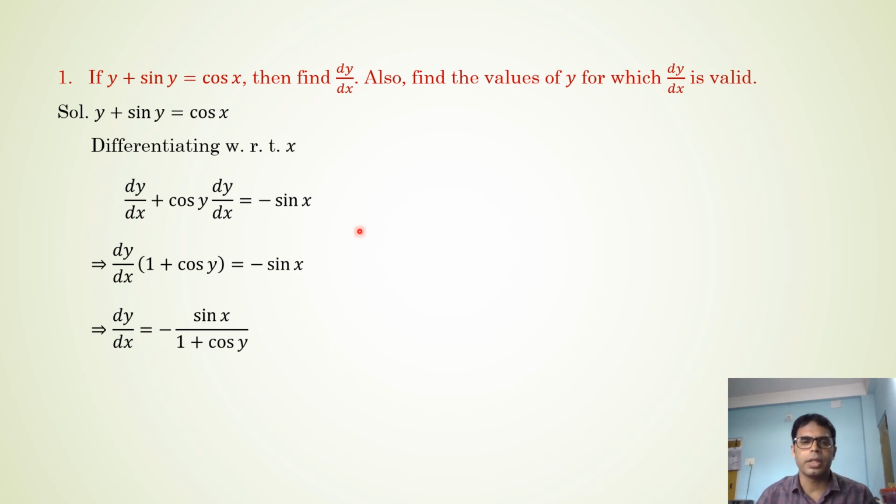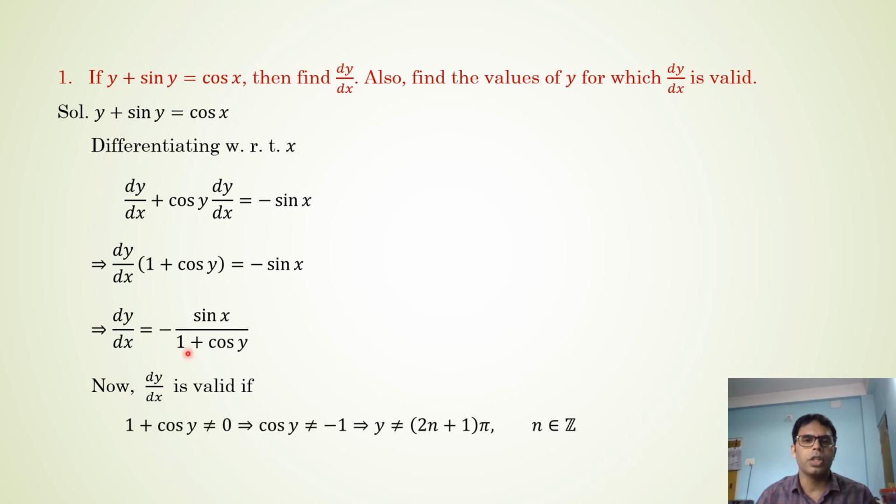To obtain the second result, you just write: dy/dx is valid if this denominator 1 plus cos y is not 0, and cos y is not minus 1. So it implies y is not equal to (2n plus 1) pi, where n belongs to the integer set Z. You may leave the answer here. This question was already asked in your final exam, but I have forgotten the year in which it was asked. So solve this question, write it in your copy, and be prepared for your upcoming exam. Now take the next question.